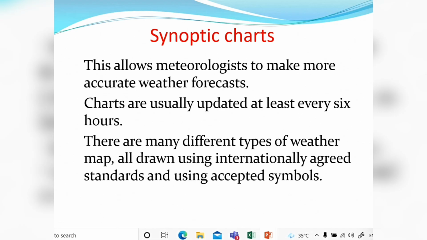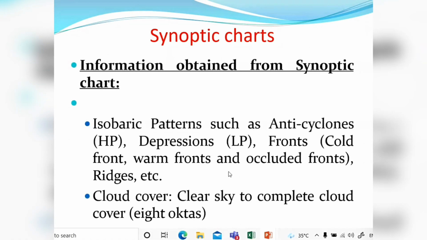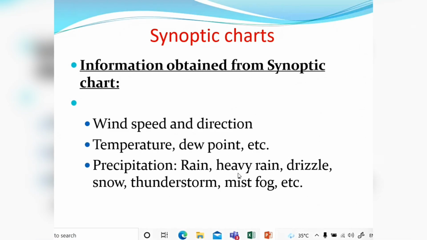It's not that everyone uses their own language. These are all at the international level. International symbols are used. So information obtained from the synoptic charts includes isobaric patterns such as anticyclones, depressions, fronts, cloud cover, from clear sky to complete cloud cover, in 8 octas. So everything is given in your synoptic charts: wind speed, direction, temperature, dew point.